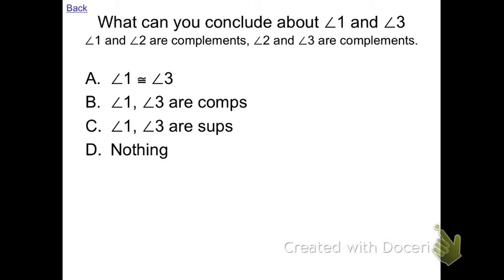If you know that angle 1 and angle 2 are complements, angle 2 and 3 are complements, we want to know what we can conclude about angles 1 and 3. Well, the complements of the same angle are congruent. If two angles are complements of the same angle, then they must be congruent, angles 1 and 3.